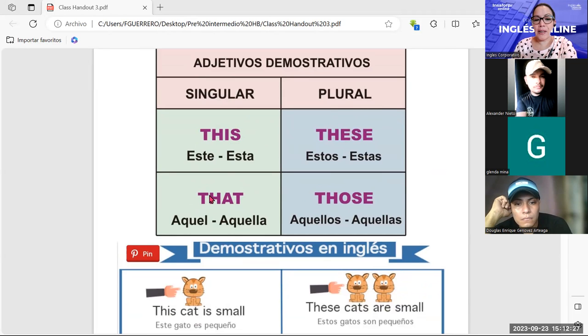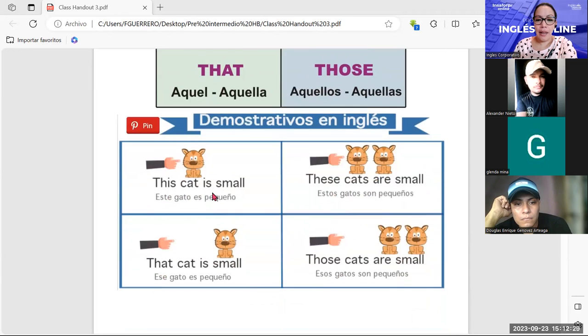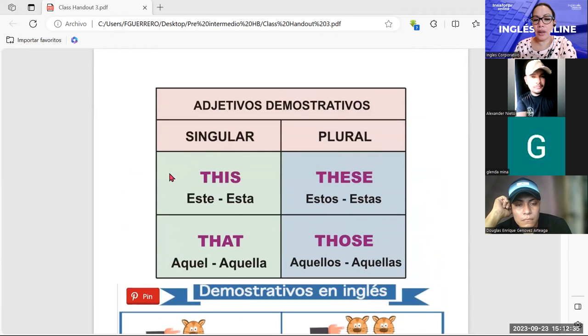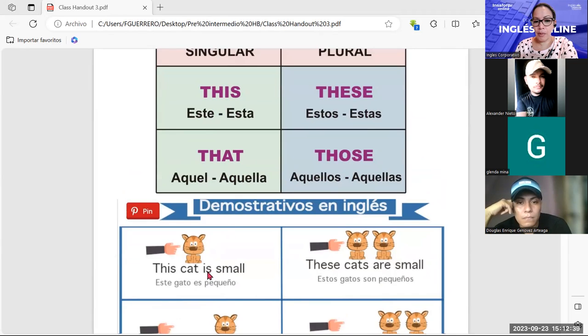What is the difference? La diferencia es la distancia, ¿verdad? Ok. Si es singular y lo tenemos cerca, usamos this. Como tenemos el ejemplo acá, this cat is small. Estamos mostrando el gato. This cat is small. Y decimos que este gato es pequeño. This cat is small. Es singular, lo tenemos cerca.